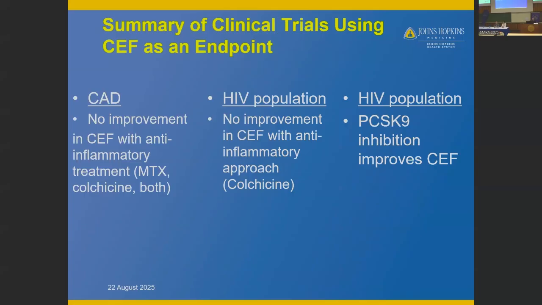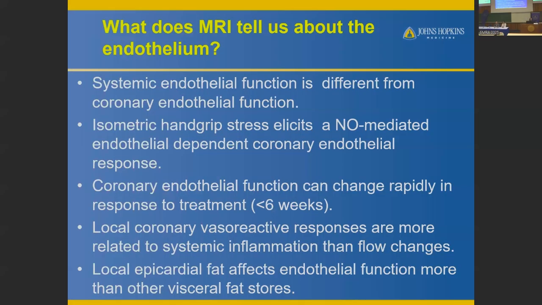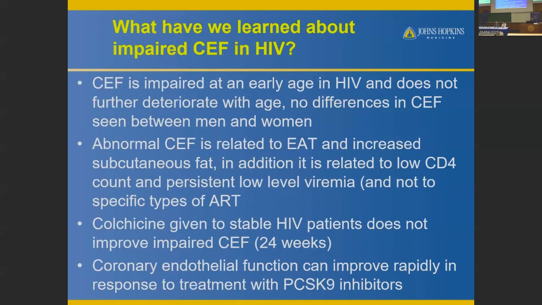But we did find a very positive improvement using PCSK9 inhibition, which basically affects LDL receptors and reduces inflammation at the same time. So in summary, what have we learned about impaired endothelial function in HIV? It's impaired at a very early age and doesn't further deteriorate with age. We found that it's very closely related to epicardial adipose tissue, and it's very modifiable with PCSK9 inhibitors in particular.